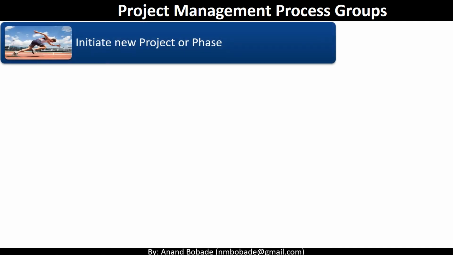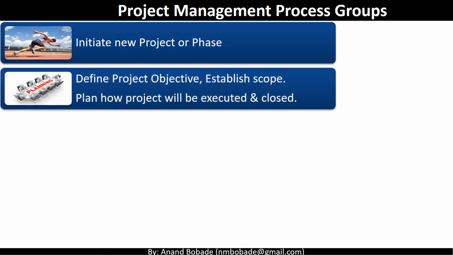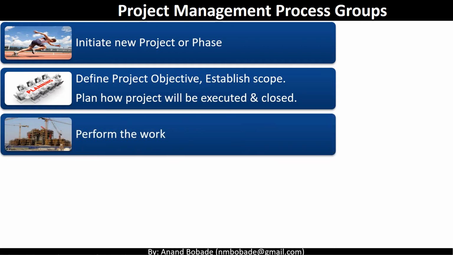The initiating process group contains the processes performed to define a new project or phase. The planning process group contains the processes which help you define the project objective, establish project scope, and plan how the project will be executed and closed. So it's all about planning. The executing process group contains the processes related to performing the actual work. It's about action. It is about creating deliverables. I call it an action-oriented process group.